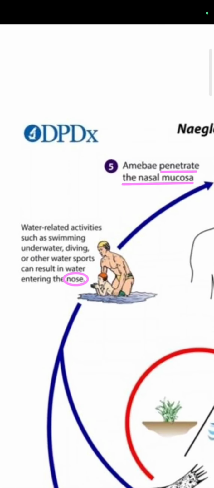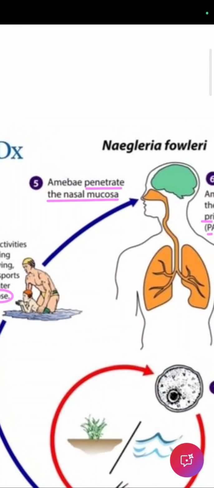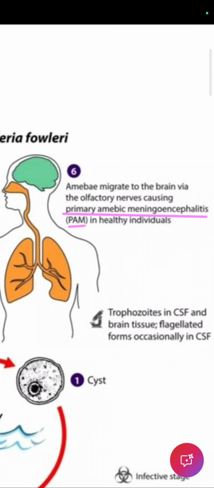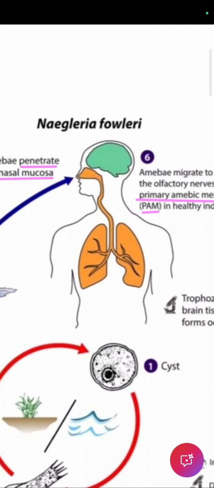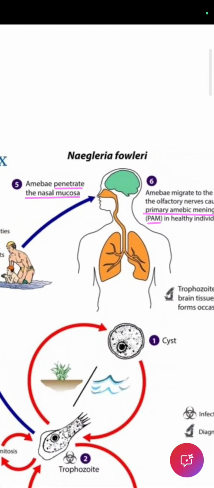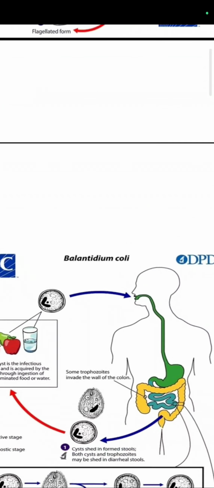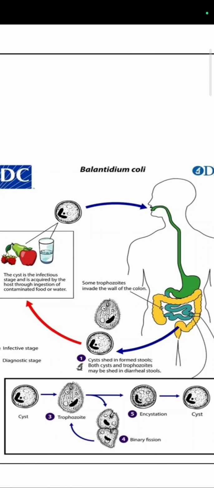Okay, next is Naegleria fowleri. For this you have to look out for the nose, penetrating through the nasal mucosa, water entering into the nose, and PAM, primary amoebic meningoencephalitis. Although this just straight away gives you the diagnosis, so I don't think this is very likely to be asked in the exam.